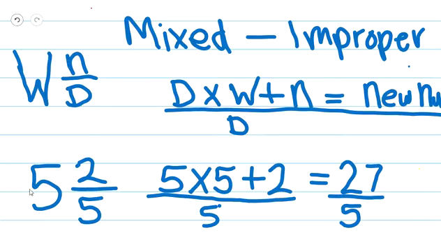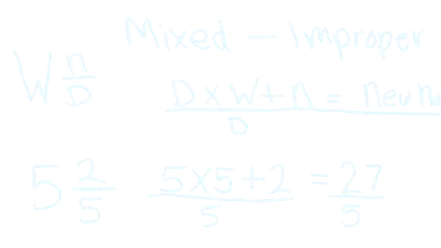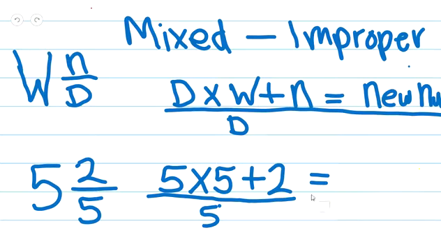That's pretty straightforward. So when we convert, or rename, this mixed number, which is 5 and 2/5, we get 27/5, and we follow these steps. I can do another example. Let's do that. One more example would be good.